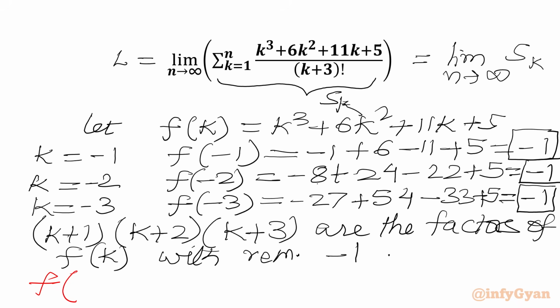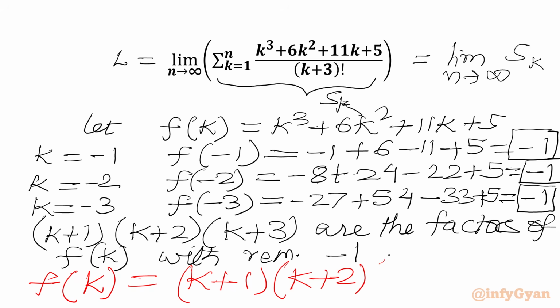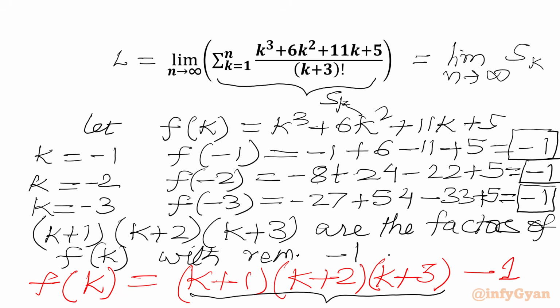Now we'll be writing f of k. Let's write here f of k will be equal to k plus 1 times k plus 2 times k plus 3 minus 1. If I put k equal to -1, f of -1 will be -1 because this product will be equal to 0. By putting k equal to -2, the product will be 0, we will get -1. By putting k equal to -3, f of -3 will be -1. Now we have to find Sk.